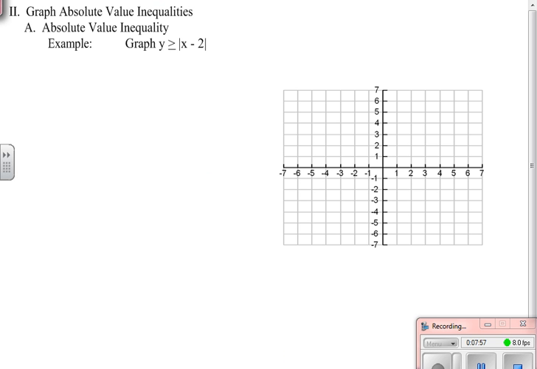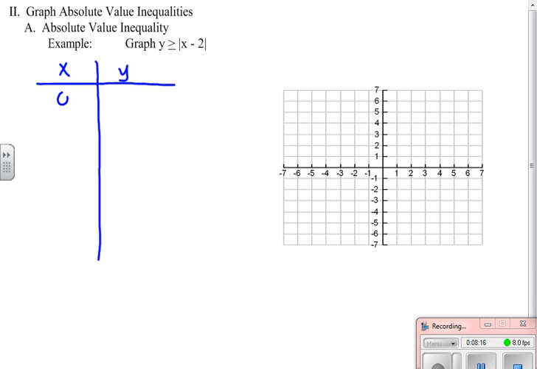We can also graph absolute value inequalities, and they're going to work the same way. So we're going to graph our absolute value like normal, and then we're going to see if we shade inside the V or outside the V. So let's set up a table to figure out what our values are. So our x and our y.